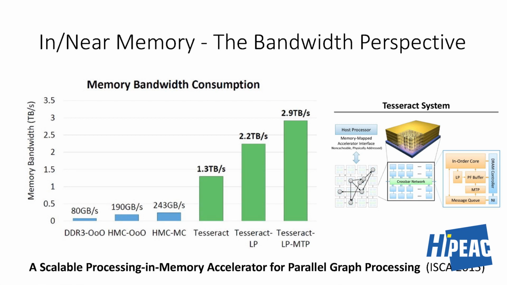Just by extracting all the bank level parallelism inside the 3D system. We'll look into more detail at this architecture, but I just wanted to show you how much memory bandwidth you can improve by doing a PIM architecture.